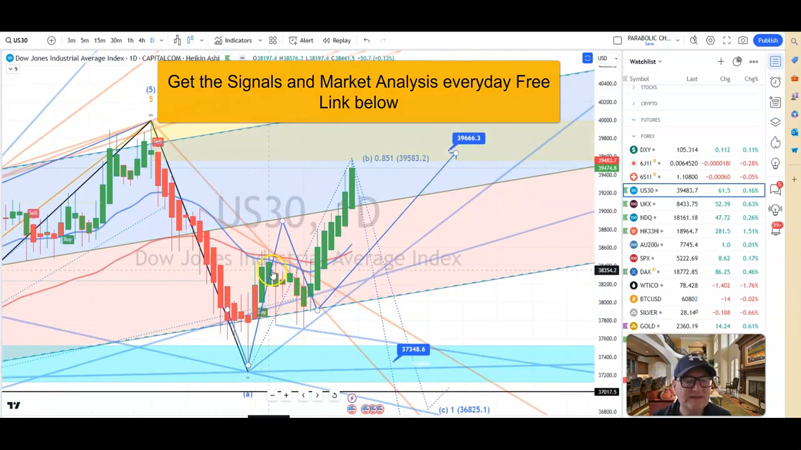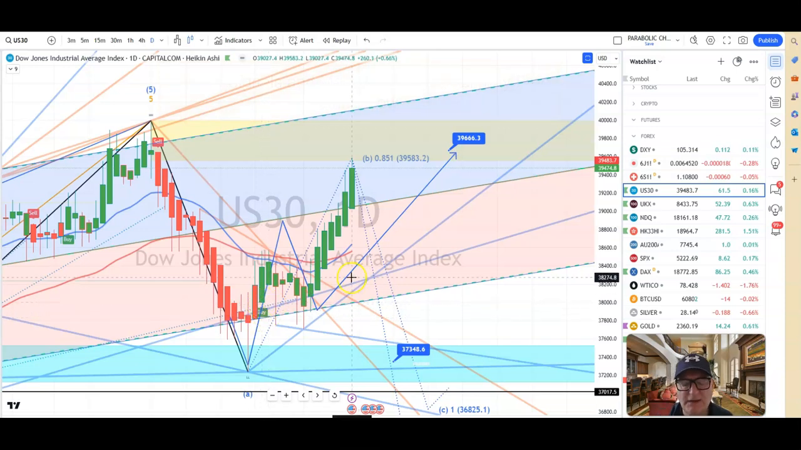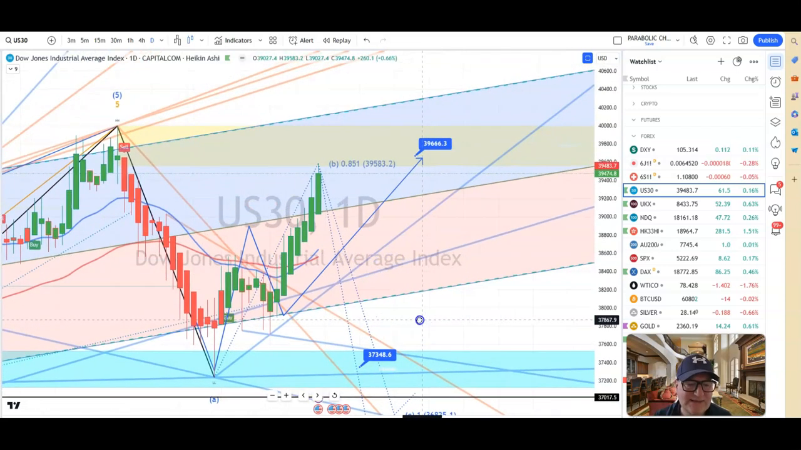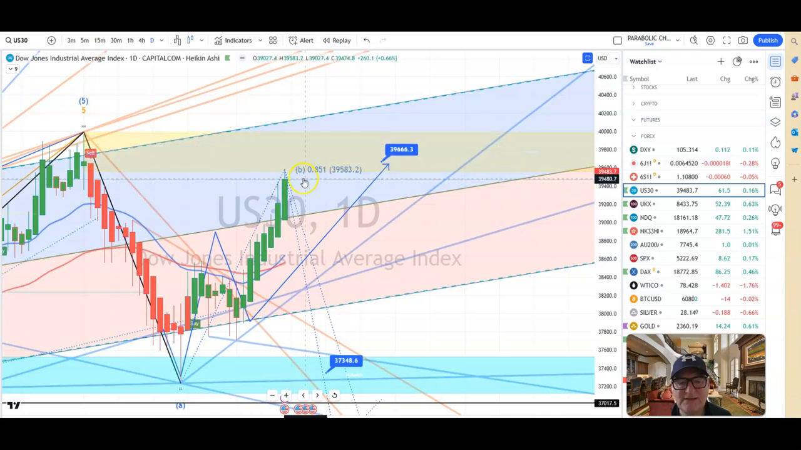So in this instance, we see the Dow Jones had a buy signal here on an important support level and high liquidity. So this is a fantastic combination which indicates that the price is going much higher. Our target's been hit, 39,666. So now it's hitting into another high liquidity zone.